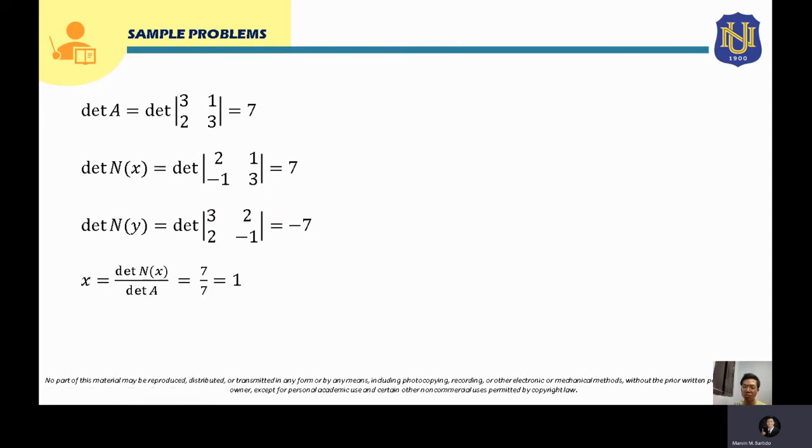So solving for x, we already have the determinant of N of x, which is equal to 7. And the determinant of A is also 7. So 7 over 7 will just be equal to 1. This will now be the value of x.